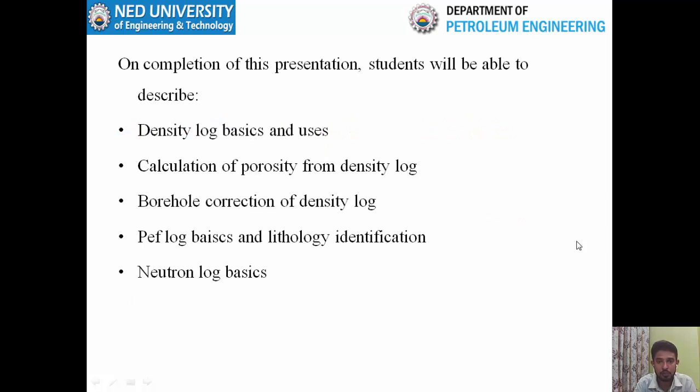On completion of this presentation, students will be able to describe density log basics and its uses. We will be doing some examples of how to calculate porosity from density log. We will see how borehole correction of the density log is made. Further, we will discuss PEF log basics, and we will do some examples of how to identify lithology based on PEF log reading. And in the last, we will discuss some basics of Newton law.